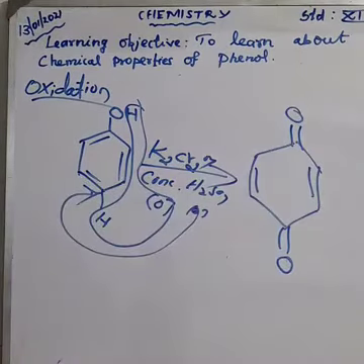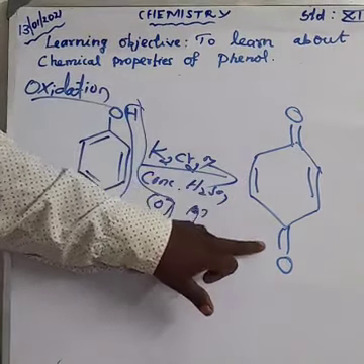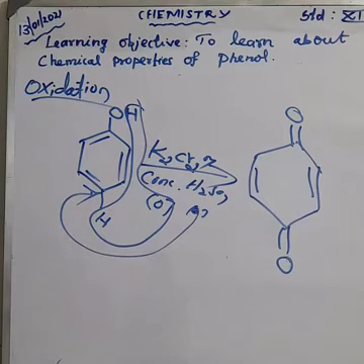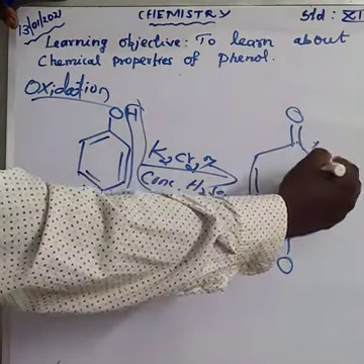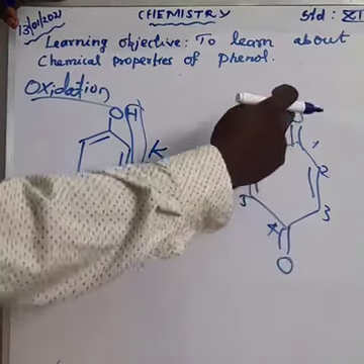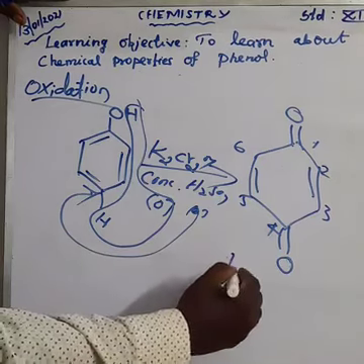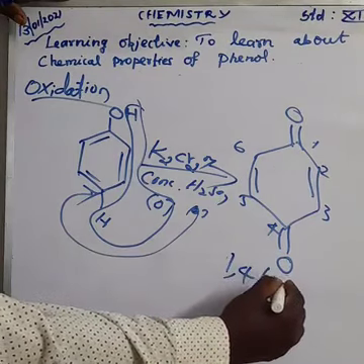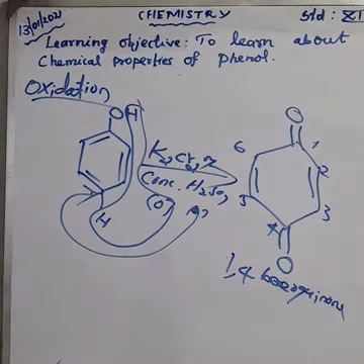Here the bonds are changing, am I right? So here we have double bond, then single bond, double bond, single bond, double bond. Here the carbon valency is 4, don't forget that. What is the name of the compound? We are using the numbers 1, 2, 3, 4, 5, 6. 1,4-benzoquinone.